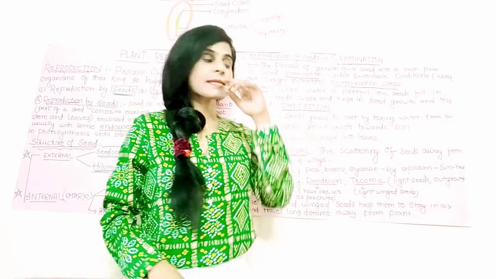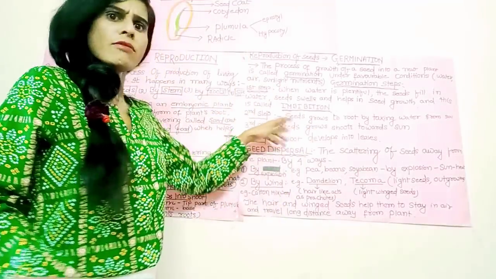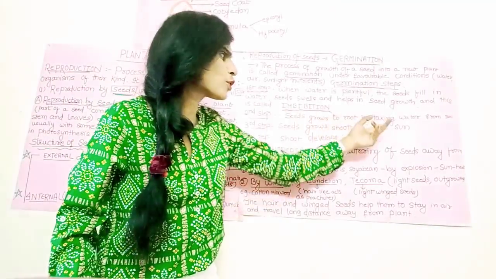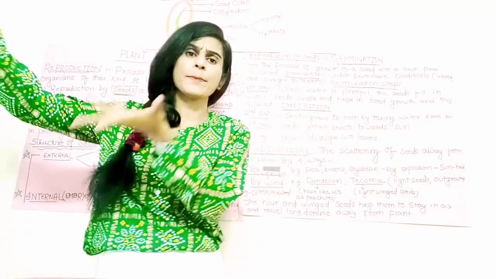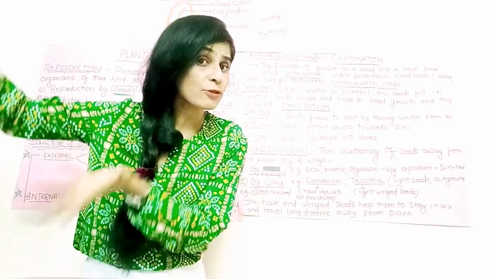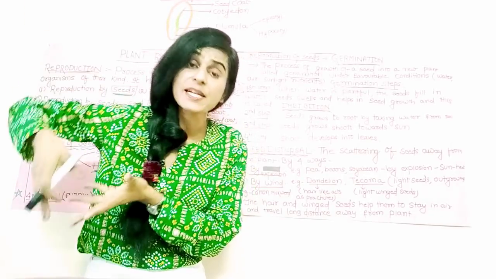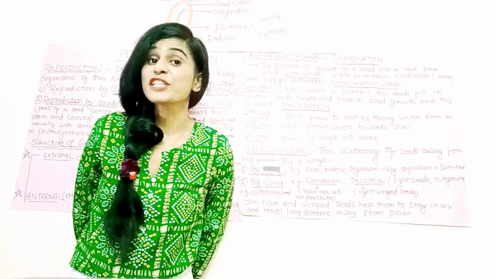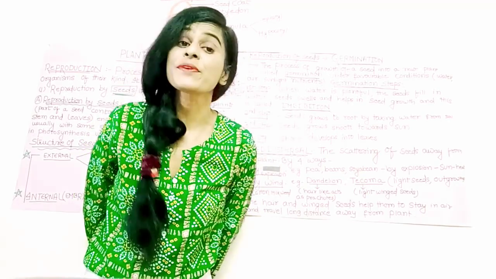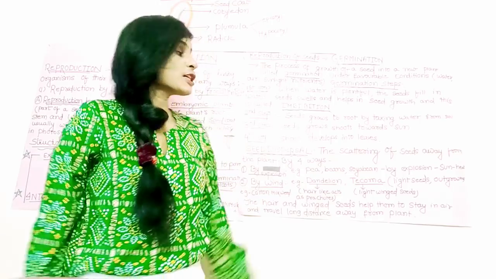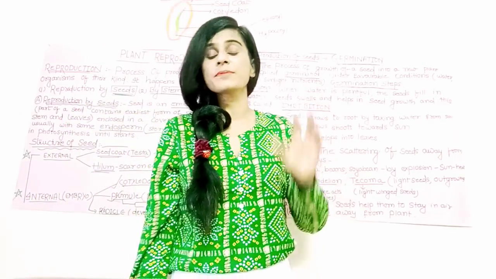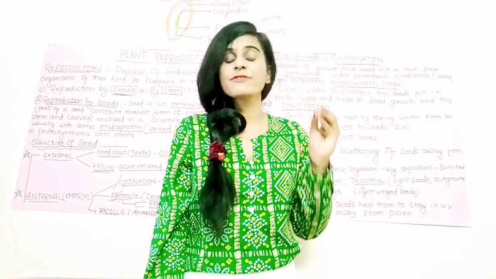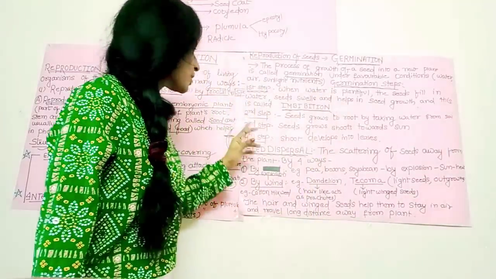What is the second step? Now, seeds grow into roots by taking water from the soil, the water you have already poured. By using that water, the seeds develop the root. And which part of the seed develops into root? I told you, radicle. So by absorbing the water from the soil, the seed will develop the roots in the second step.